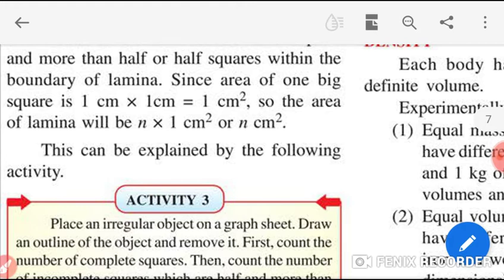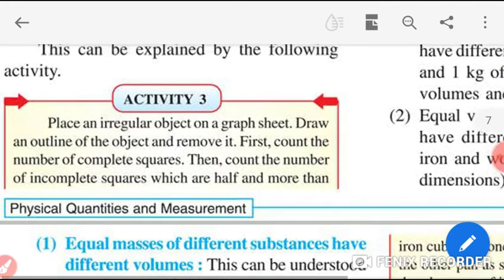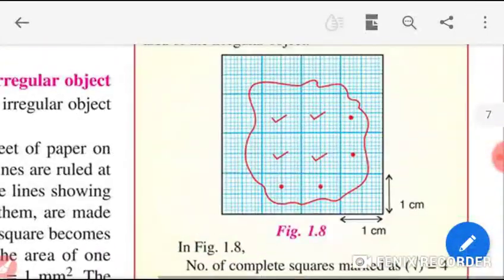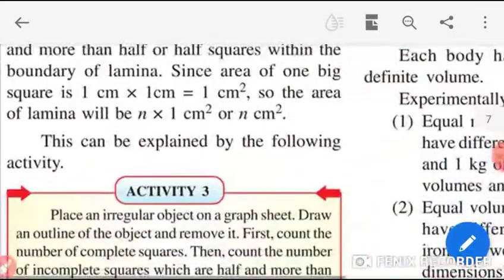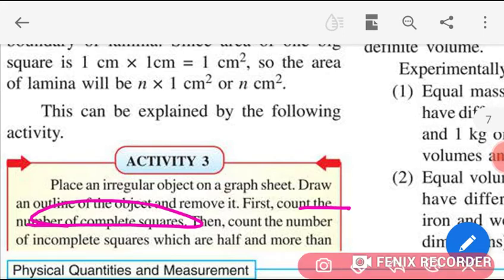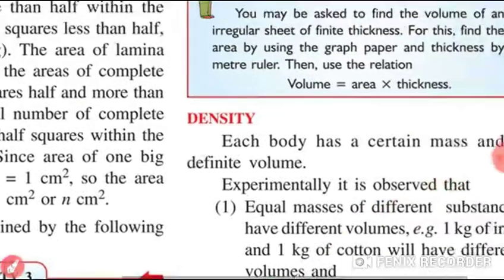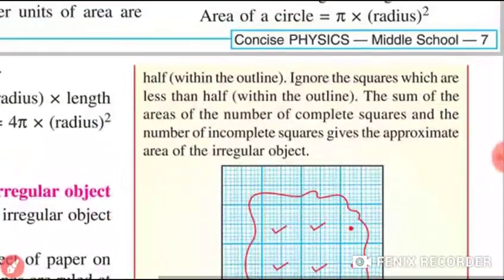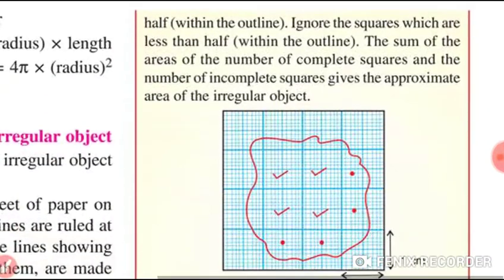Listen, place an irregular object on the graph sheet like this. Okay, now what you have to do? Draw the outline and remove that object. First of all, we have to count the complete squares. Then we have to count the incomplete squares, which are half and more than half, but within the boundary line or outline.